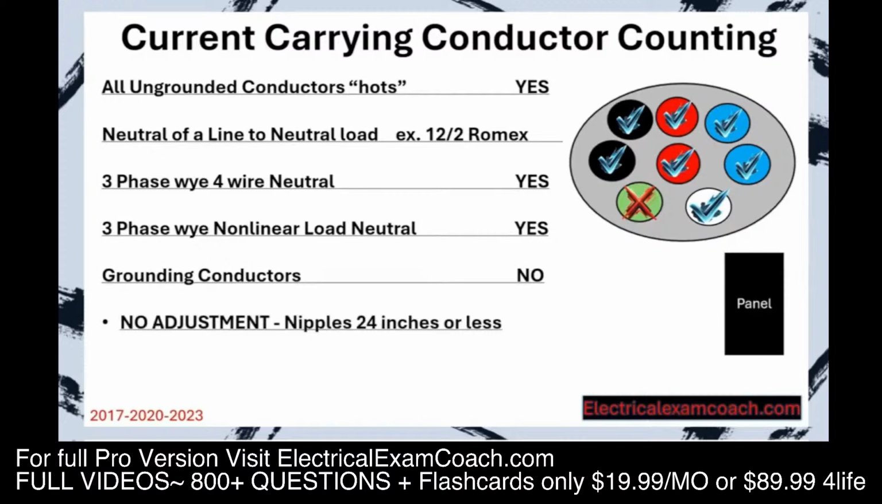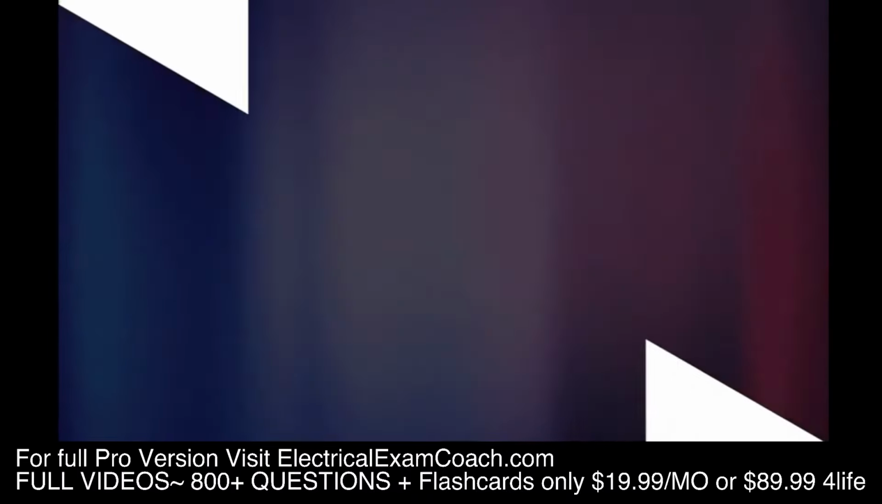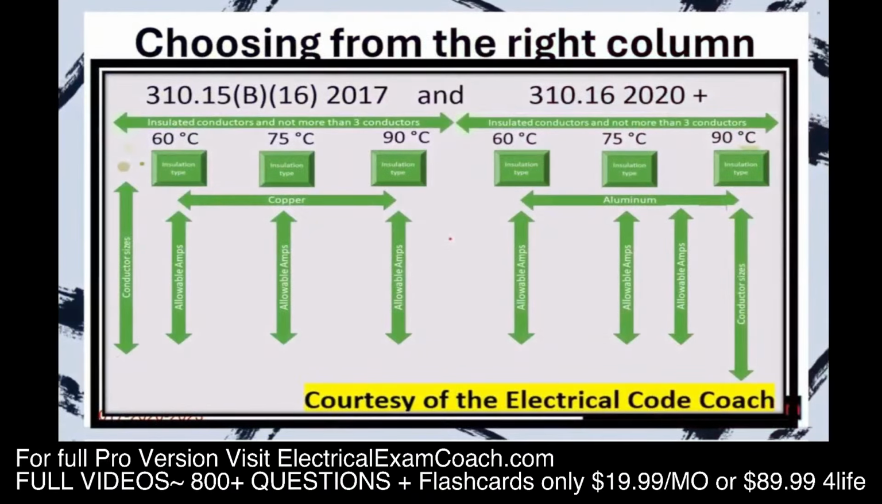No adjustment will be made if we have nipples that are 24 inches or less. Let's imagine we have a panel over here on the right-hand side. We put a panel on the left side. We want to run a short nipple that's 24 inches or less. This does not count in our bundling adjustment. Now let's talk about choosing from the right column. And this is the last step before we're actually able to start doing questions.